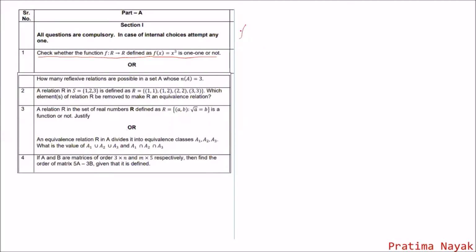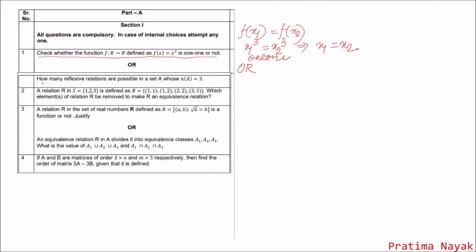We know that if f(x1) is equal to f(x2) and you reach the conclusion that x1 is equal to x2, then it is one-one. So if f(x1) is equal to f(x2), x1 cube is equal to x2 cube, then if we take the cube root, this gives only x1 is equal to x2. So it is a one-one function. Now coming to OR.